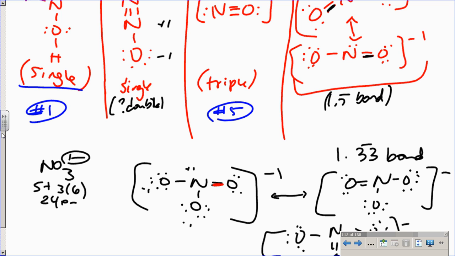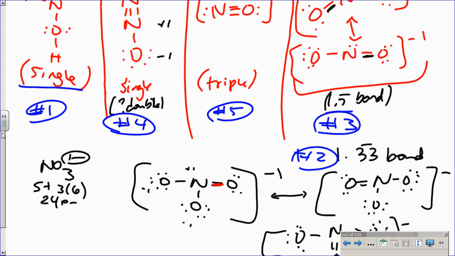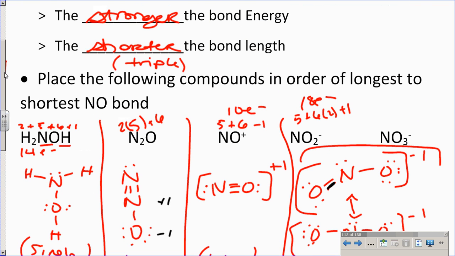Okay, so the next longest is 1.33, because that's like 1 and a little bit, shorter than a single bond. This one, the 1.5 bond, is a little bit shorter than this one. This double-ish bond is shorter than that one, and then the triple bond is the shortest of them all. Okay, you will have to do some comparisons, and you will have to do some visualizations of your resonance structures.